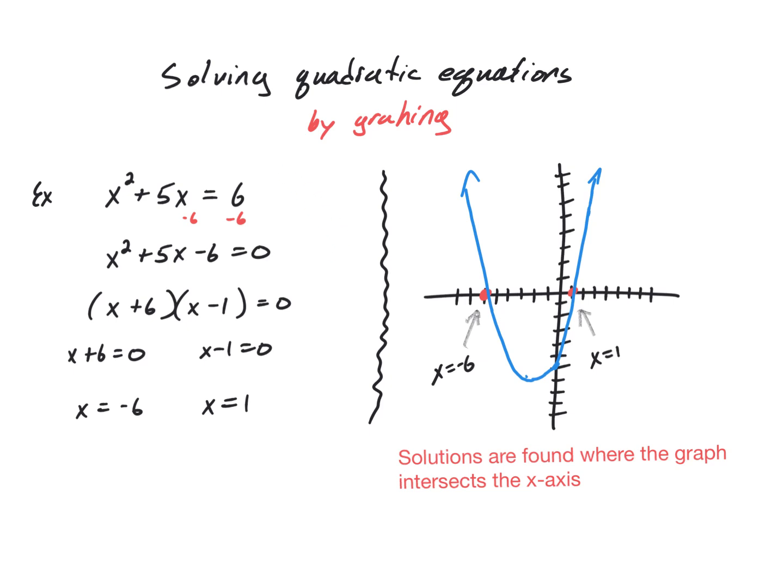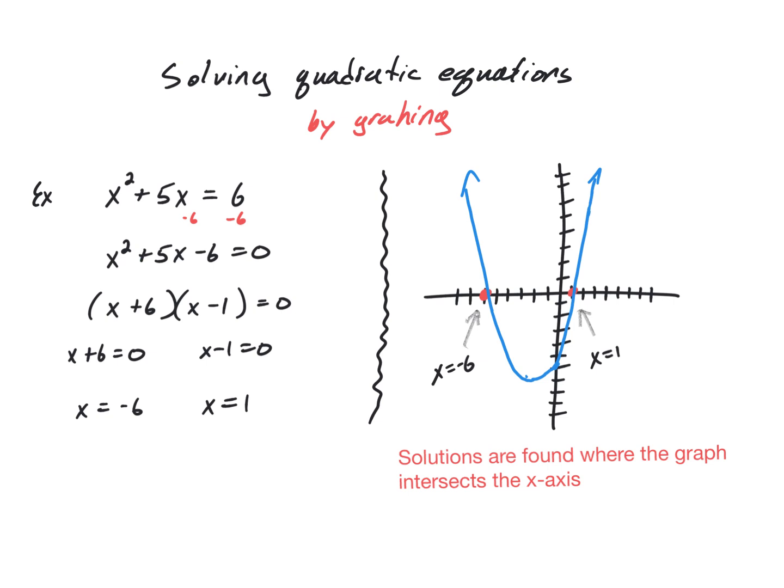Okay, in this video lesson, I'm going to be showing how to solve quadratic equations by graphing. Now, previously, we have looked at solving a quadratic equation by factoring. So once we got the equation in standard form, ax squared plus bx plus c, and we set it equal to 0, then we could factor the trinomial.